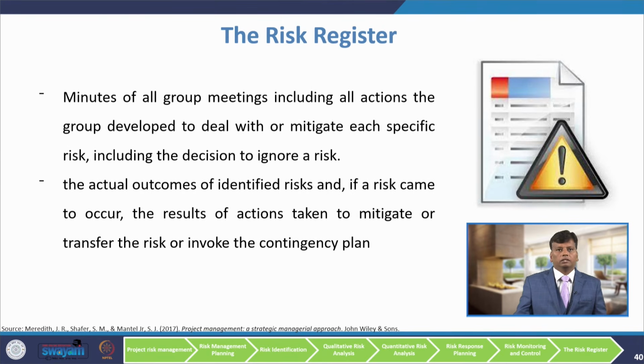The next element of the risk register is minutes of all group meetings, including all actions the group developed to deal with or mitigate each specific risk, including the decision to ignore the risk. Then the next point to be noted in the risk register is the actual outcomes of identified risks, and if a risk came to occur, the result of action taken to mitigate or transfer the risk or invoke the contingency plan.